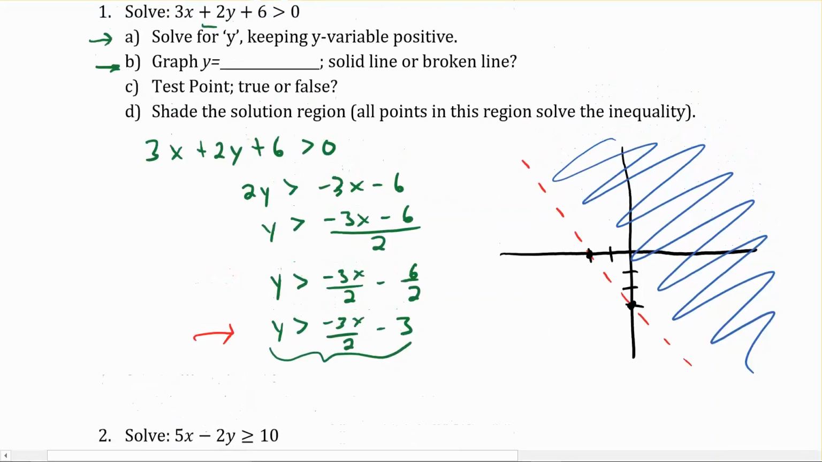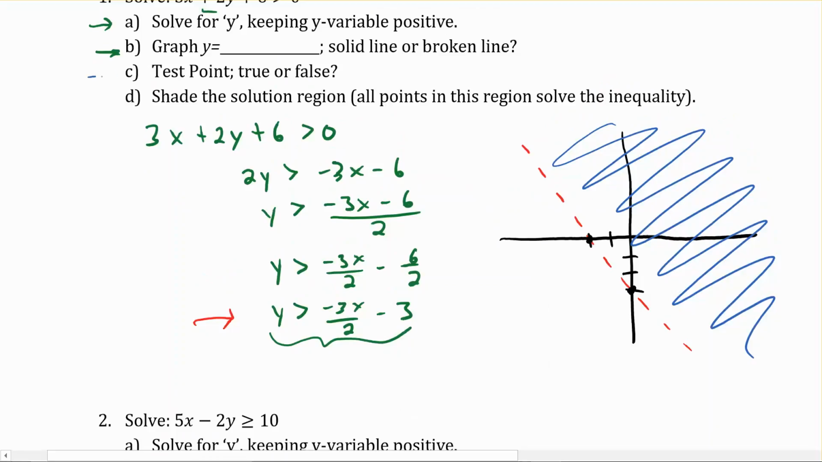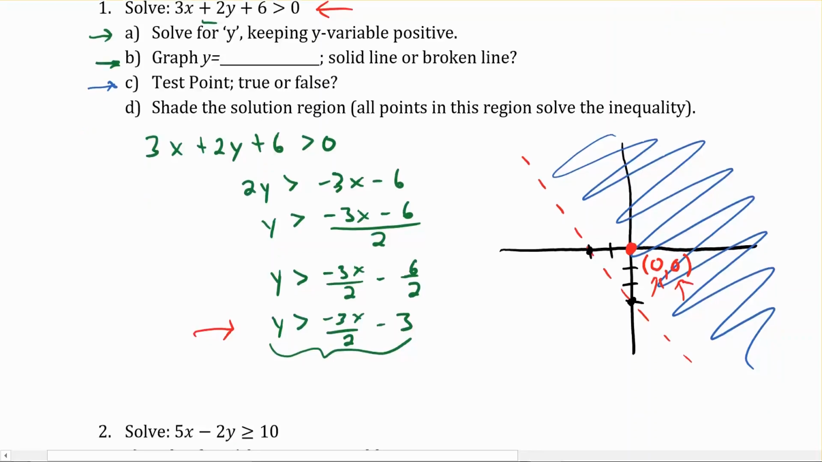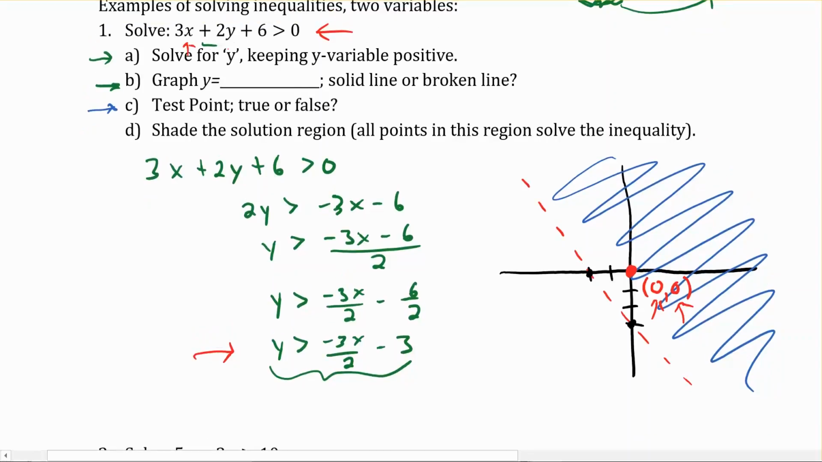All right, so the next thing you need to do, for part C, is we need to check to see if we're right. The way we do that is by just grabbing a test point. If we grab the test point, let's say right here at the origin, (0, 0), we know that x is 0 and y is 0. So go back to the original equation and plug in 0 here and 0 here.